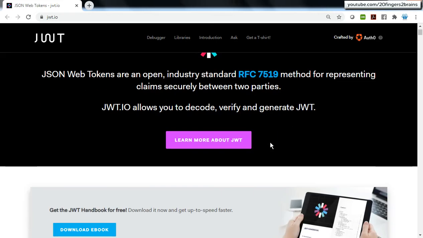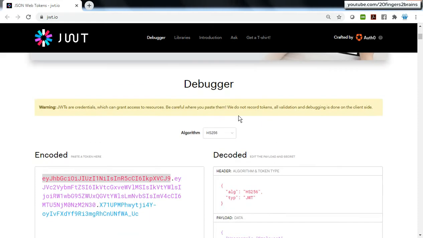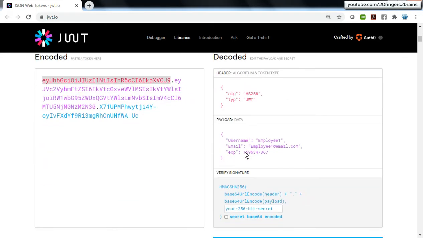So if you go to this website and scroll down, there would be a section named debugger, and on the encoded side you can paste your token, and on the decoded side the website would decode your token into JSON objects. So I've already pasted my token here, and we'll see how each part is decoded on the right hand side.